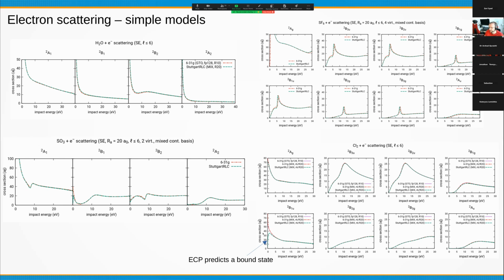But we can see that this is due to the small difference in the energy. Basically the ECP predicts here a bound state, which is correct because of course the Cl2 molecule has bound states of the negative ion, whereas the all-electron calculation at this level of approximation still sees the bound state as a resonance. So this is a small discrepancy here.